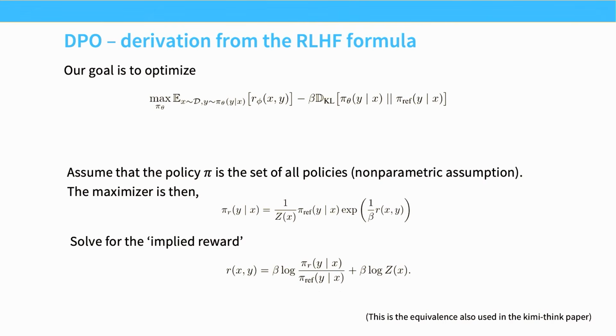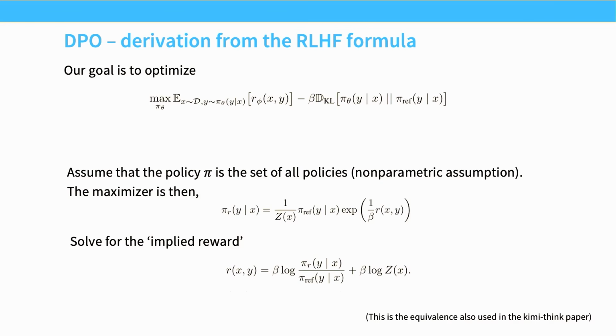So remember, our goal is to optimize this equation over here, right? So this should look familiar to you. The first term is my expected reward under my policy pi theta. The second term is my KL distance. I want my policy to remain close to my reference, that's what I pre-trained. Now, I'm going to make an assumption.